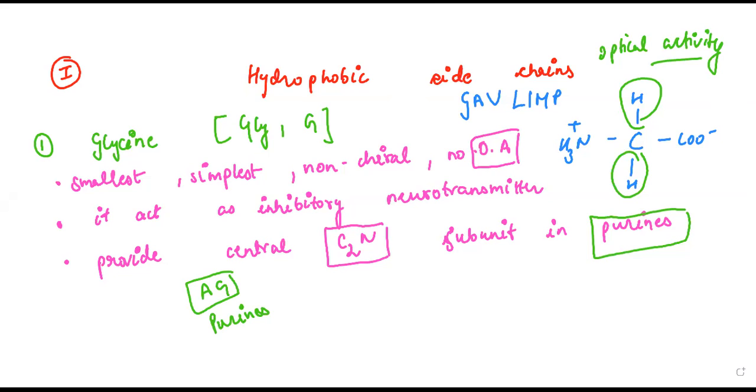Am I audible now? I have written that the C2N subunit that is involved in purines comes from glycine.